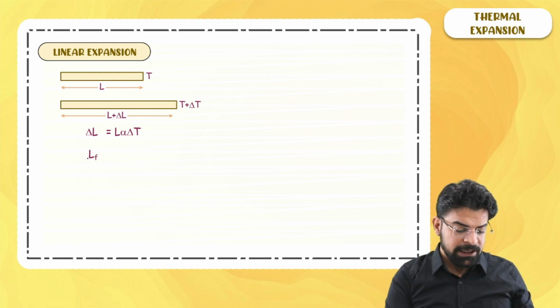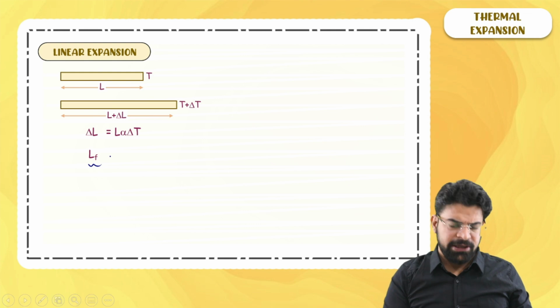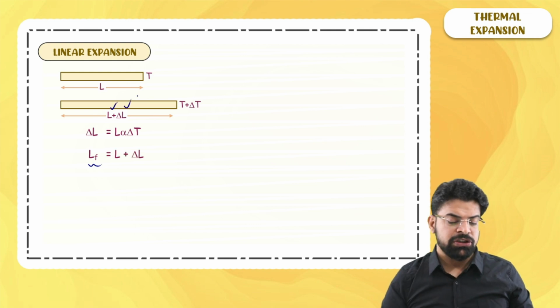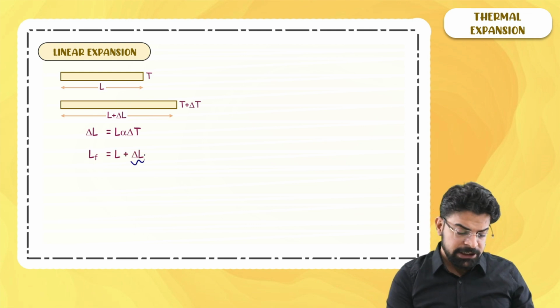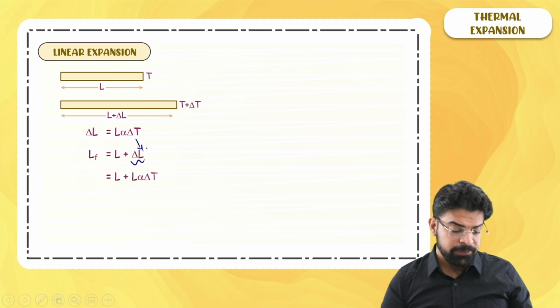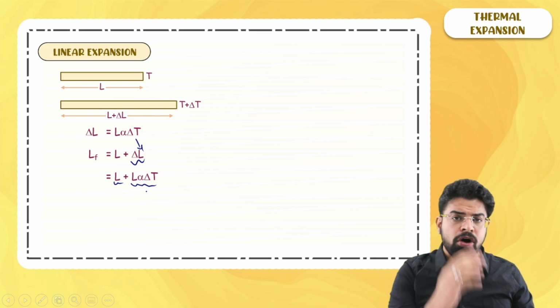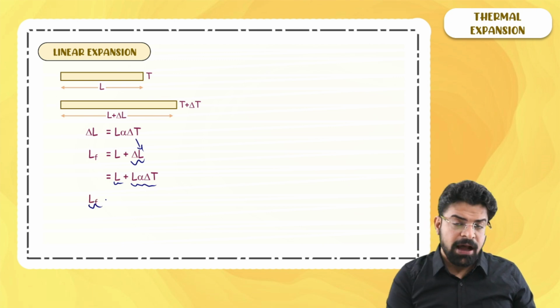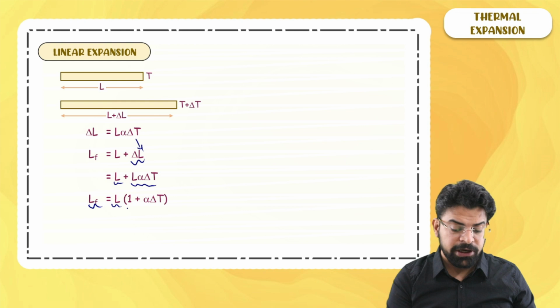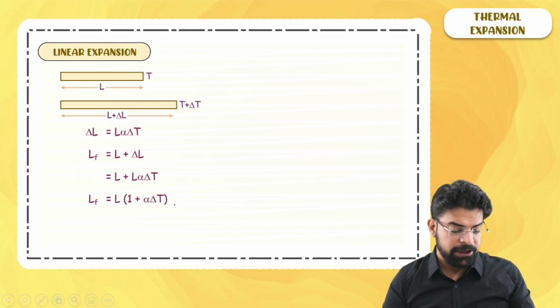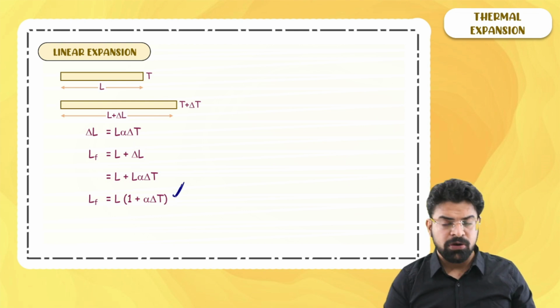So we can say the final length after heating equals original length plus the change in length. In place of change in length, you can substitute L alpha delta T. So the final length is original length plus L alpha delta T. You can take the L common and write the final length after heating equals the length before heating times 1 plus alpha delta T. So you should remember this particular thing as well.